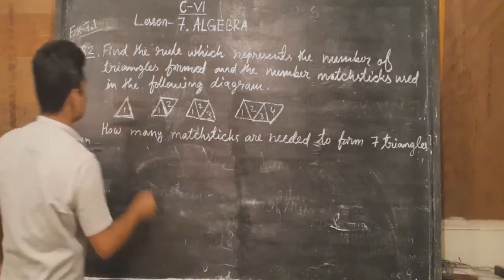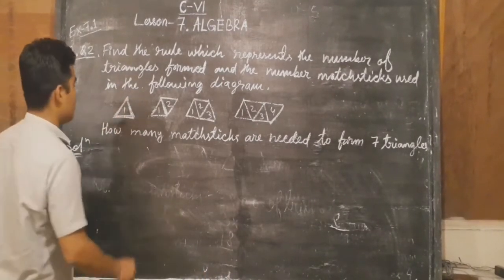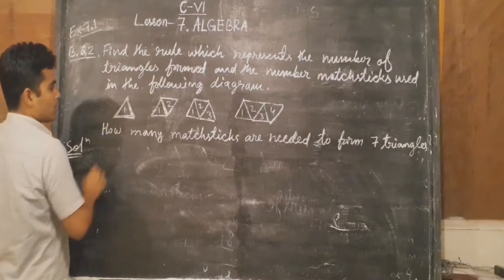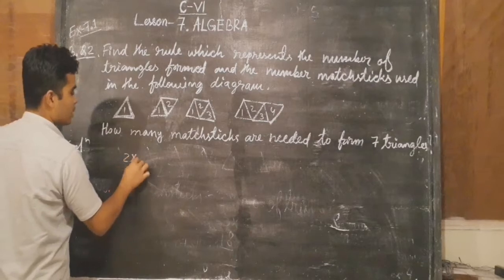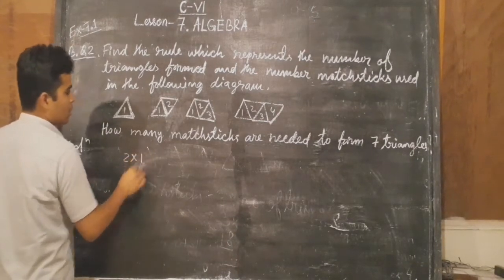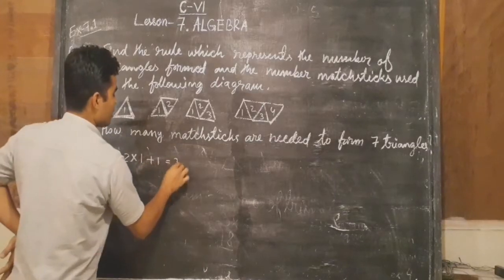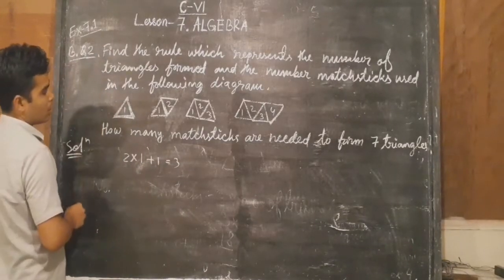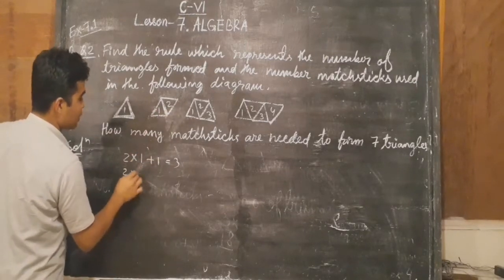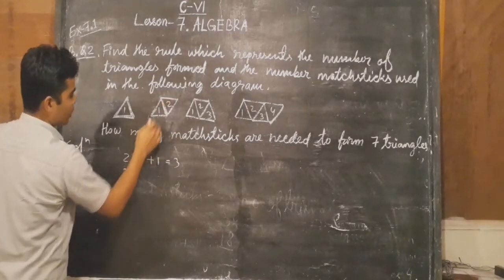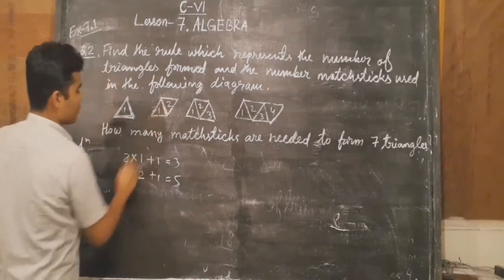So we have to see whether it is a triangle or a square. For one triangle we have 3 matchsticks. That we can also write like this: 2 into the number of triangles plus 1. 2 ones are 2, plus 1 is 3. You can see for one triangle we have 3 matchsticks. For 2 triangles, how many matchsticks do we have? Now 2 triangles joined together. So 2 twos are 4, plus 1 is 5. You can see here 5 matchsticks.